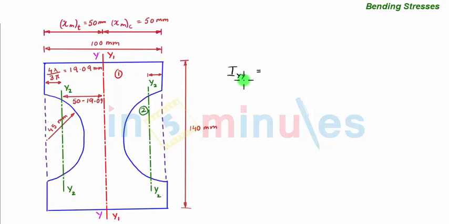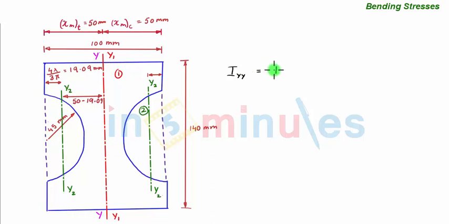Now let us find out your IYY, which is the moment of inertia of the section about the centroidal YY axis. We see that due to symmetry of the section, the centroidal YY axis passes through the center. But if we see section 2, its centroidal axis does not pass through the centroidal axis of the composite section. So we need to apply the parallel axis theorem.